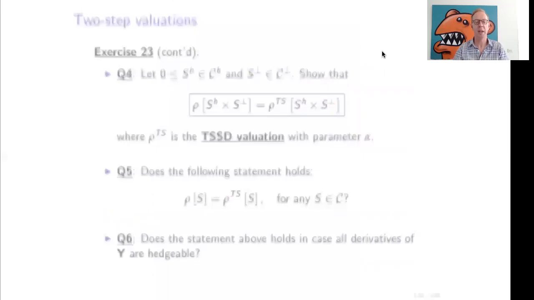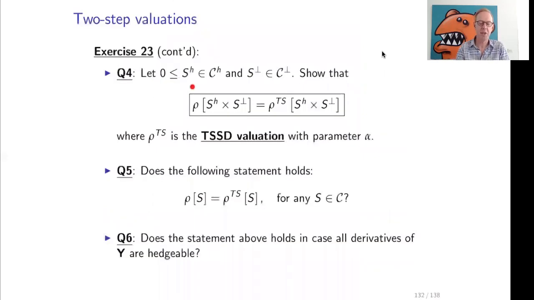The fourth question is then: let us now assume that SH is non-negative and S orthogonal is an orthogonal claim. Let us now calculate, for this general valuation that we defined on the previous slide, rho of SH multiplied by S orthogonal, or better, let us try to show that rho of SH multiplied by S orthogonal is equal to rho two-step of SH multiplied by S orthogonal. And what is rho two-step? Rho two-step is the two-step standard deviation valuation with parameter alpha.